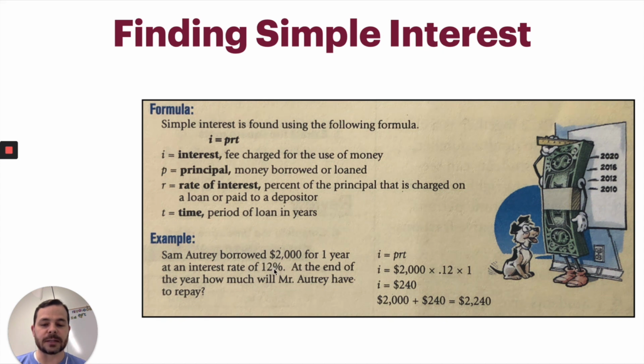We're going to change that to a decimal. We're going to get rid of the percent and move our decimal twice. And that's how we got 0.12. And then multiply it by 1 year. So really we can just get rid of this 1, because anything times 1 equals the number, right? So we multiply 2,000 times 0.12, and we get 240. So $240 of interest, and then you have to add that interest onto the principal, which was the $2,000, and that'll be $2,240. That's what it actually cost Mr. Autry to pay back that loan.